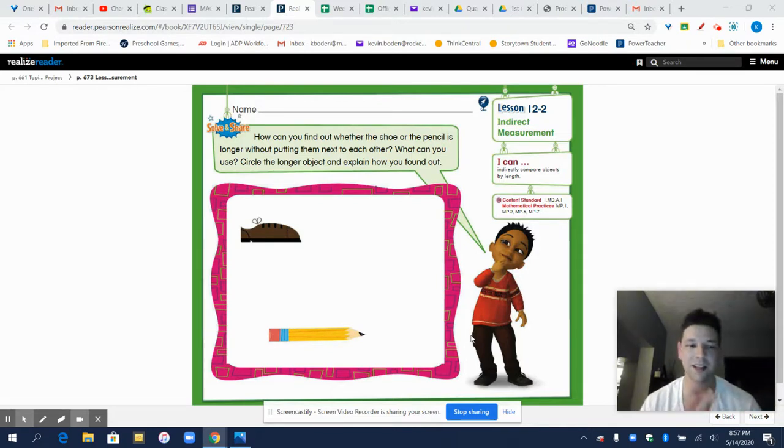So today we're going to continue our lesson 12.2 and talk about measuring things. Our goal is to learn how to measure things with longer, shorter, longest, and shortest, but also with units. So today I'm going to teach you something special.